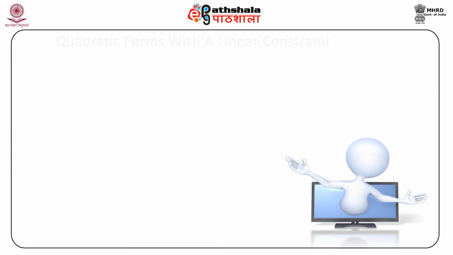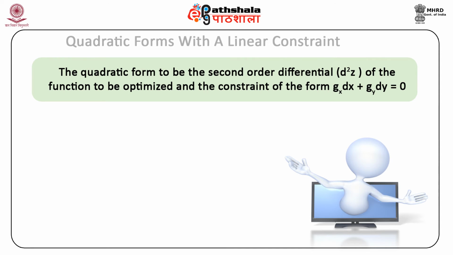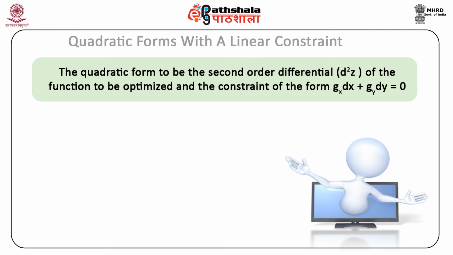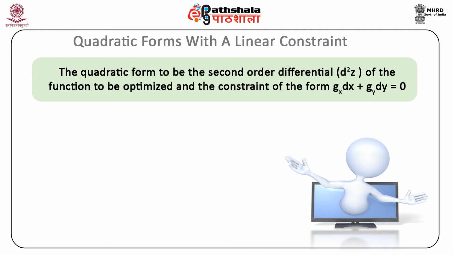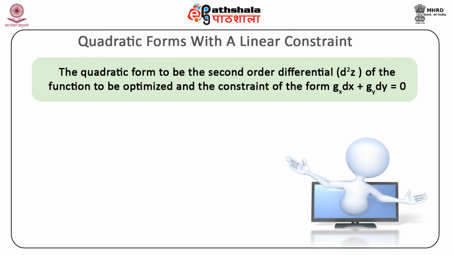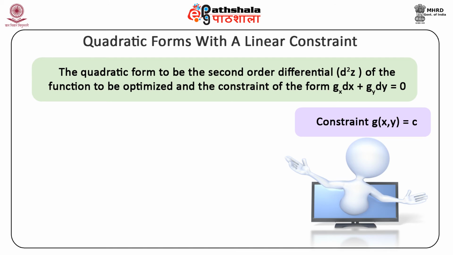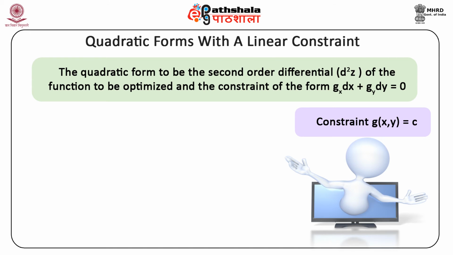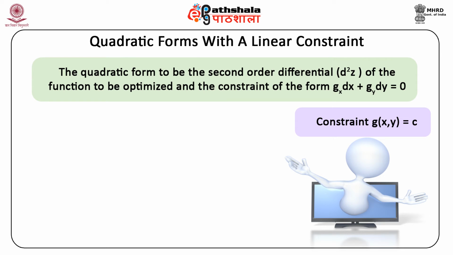To apply it to the second order conditions of constrained optimization problems, consider the quadratic form to be the second order differential d square z of the function to be optimized, and the constraint of the form gx dx plus gy dy is equal to 0. This is the first order differential of the constraint g(x,y) equal to c. Here, the variables of the quadratic form are the differentials dx and dy.